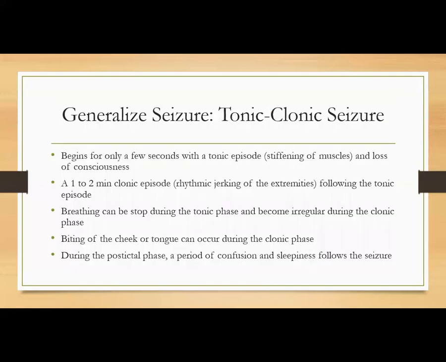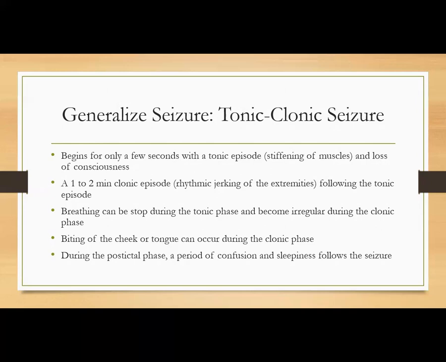So the first one we have is the tonic-clonic seizure. This is the one that we mostly talk about, and this is a generalized seizure. It begins for only a few seconds with a tonic episode, which is the stiffening of muscles and loss of consciousness. Whenever they refer to tonic, that's stiffening of muscles. After that, a 1 to 2 minute clonic episode occurs, which is rhythmic jerking of the extremities. That's when you actually see that shaking body movement, following the tonic episode.